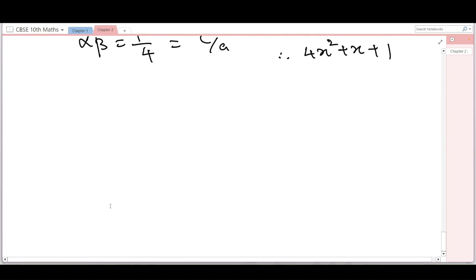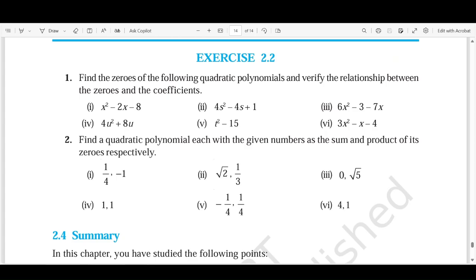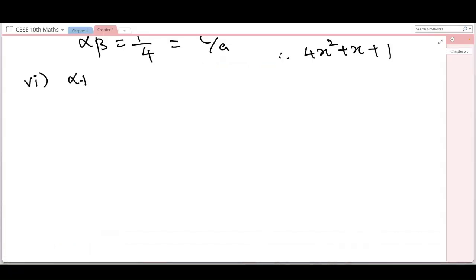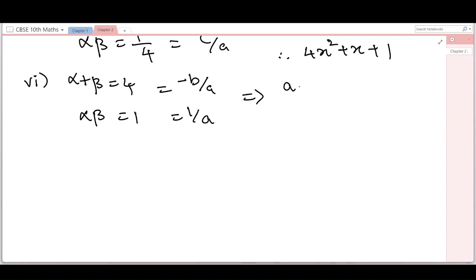Next, sixth one. Sum is equal to 4 and product is equal to 1. Minus b by a, 1 by a. So from this we can say the value of a to be 1 and b to be minus 4 and c to be 1. Therefore, the required quadratic polynomial is x square minus 4x plus 1. Fine.